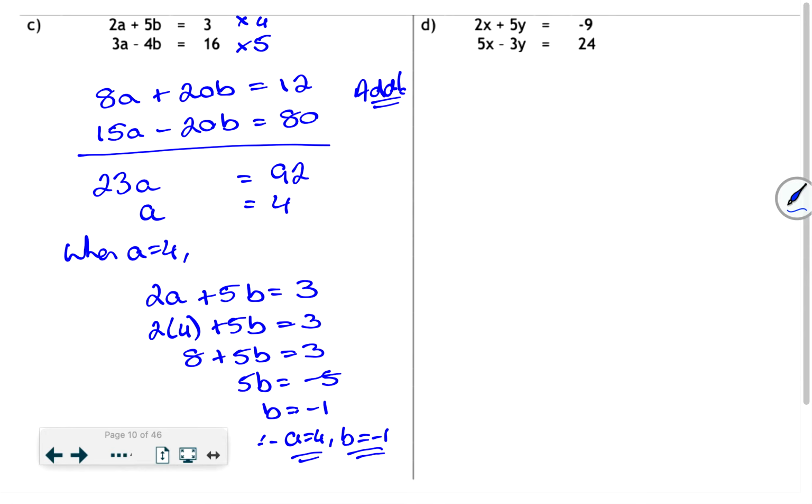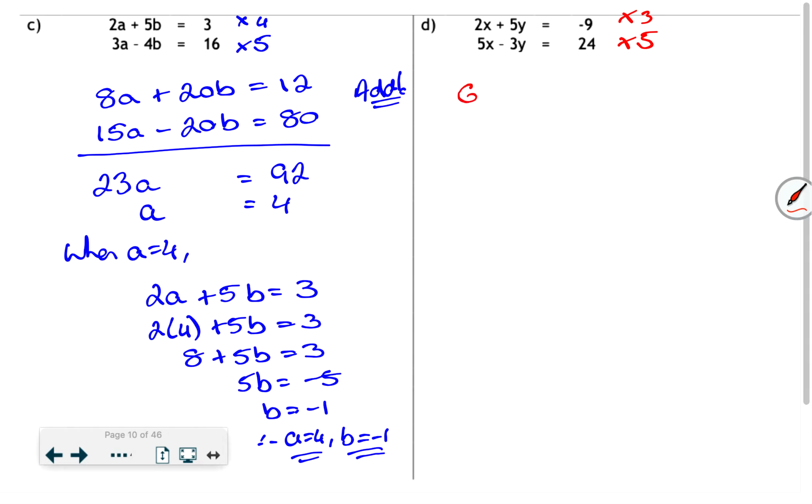Okay. Again, let's look at the next example. So we've got 2x plus 5y is minus 9, and we have 5x minus 3y is equal to 24. So let's multiply the top equation by, well, I'm thinking 5 and 3, lowest common multiple of 5 and 3 has to be 15. So let's multiply the top equation by 3 and multiply the bottom equation by 5. So do that, write out your full system again.